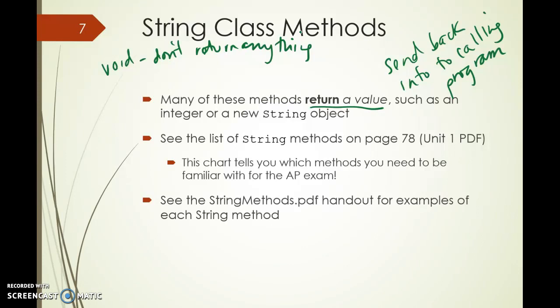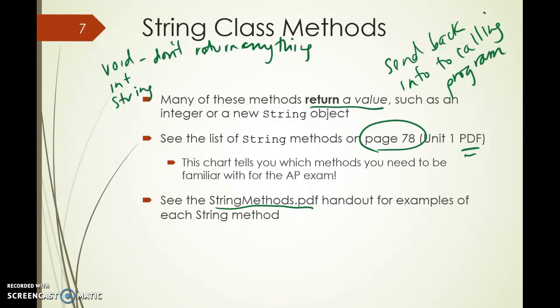Other methods might return something. For example, they might return an integer, or they might return a string. And that would be whatever value is being returned back to whoever called the method. In Java, we can only return one item. There is a complete list of string methods in our book on page 78, and I also created a PDF of this, which is in Schoology. And if we look at the string methods.pdf handout, you'll see more examples of our string methods. So I would encourage you to pull that up and look at that before class.